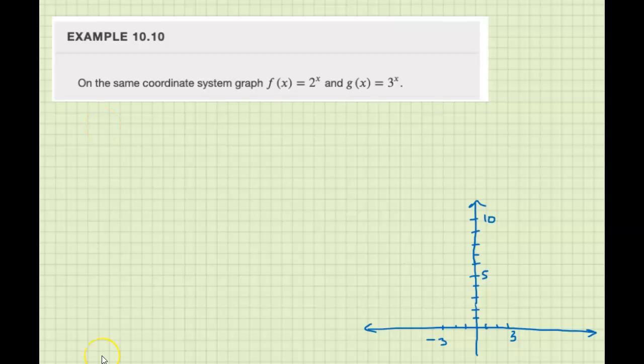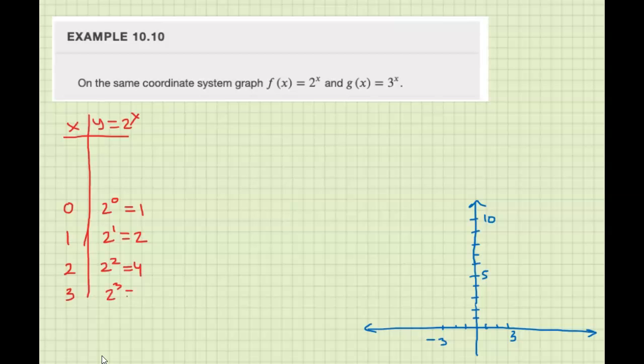Alright, so let's make a table of values. X and y equals 2 to the x power. Okay, and we're going to pick a few points. We're going to pick 0: 2 to the 0, anything to the 0 is 1. X is 1, 2 to the 1 is 2. X is 2, 2 to the 2 is 4. X is 3, 2 to the 3 is 8. Okay, and I'm going to pick lots of points because we don't know what this looks like yet. If you have no idea what the function looks like, you better make a table of lots of points to get a good idea.